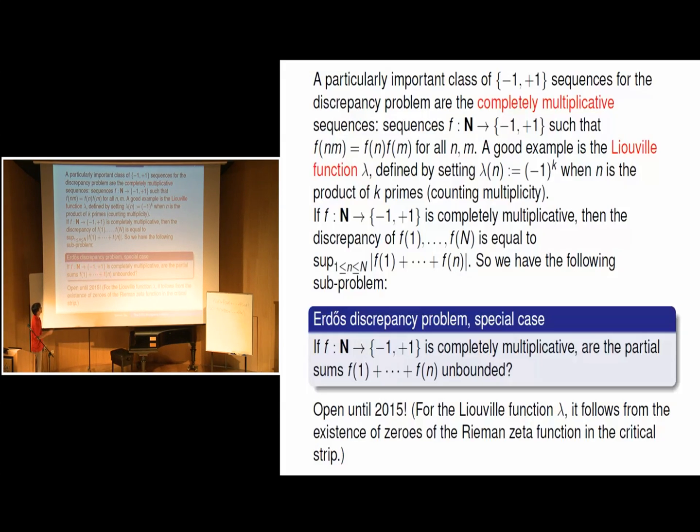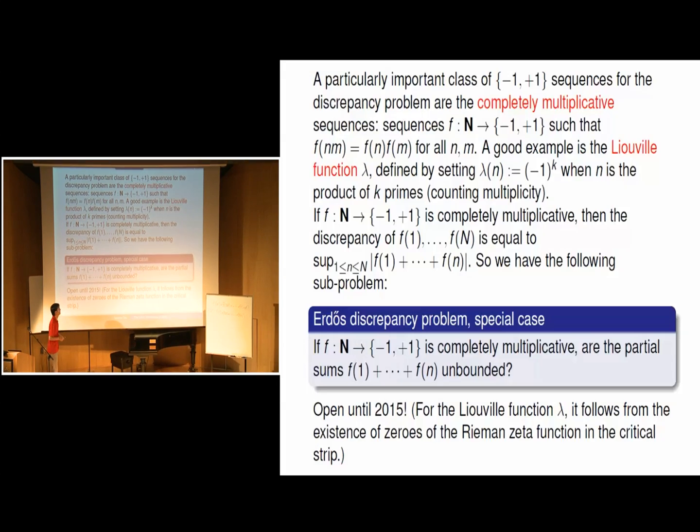So there's a special case of the discrepancy problem which looks simpler. If you restrict attention to just completely multiplicative functions, is it the case that the partial sums are unbounded? Are the partial sums of any +1, -1 completely multiplicative sequence unbounded? That's a consequence of the general positive answer to the Erdos discrepancy problem. Erdos already posed this back in like 1950 as an important special case. And even this special case was not solved until last year. So, for example, as a special case of the special case, the partial sums of the Liouville function should be unbounded, which is true, but I don't know of any really elementary proof of that fact.